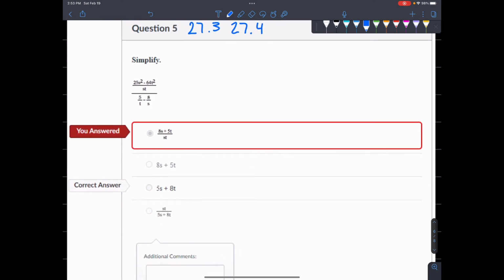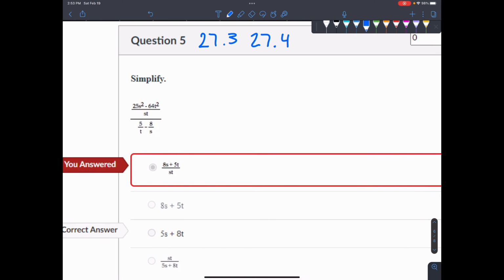Again, we've just simplified this not so good looking function. So the first thing I would do is let's see what we can factor. Let's split up our function. The very top up here looks like a difference of squares. So that's going to be 5s minus 8t times 5s plus 8t. And we're left with st on the bottom.